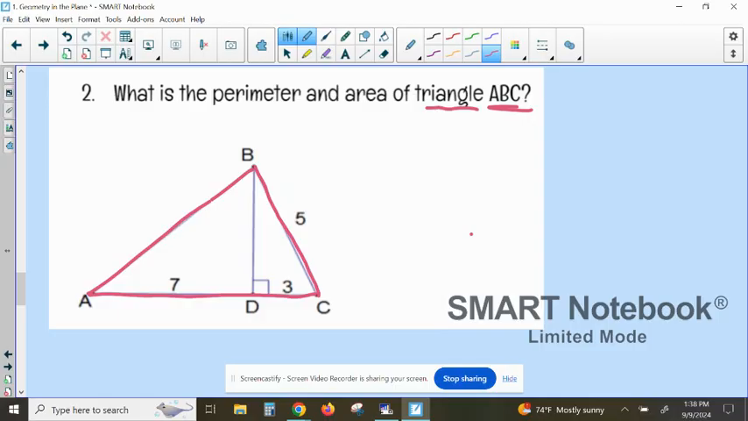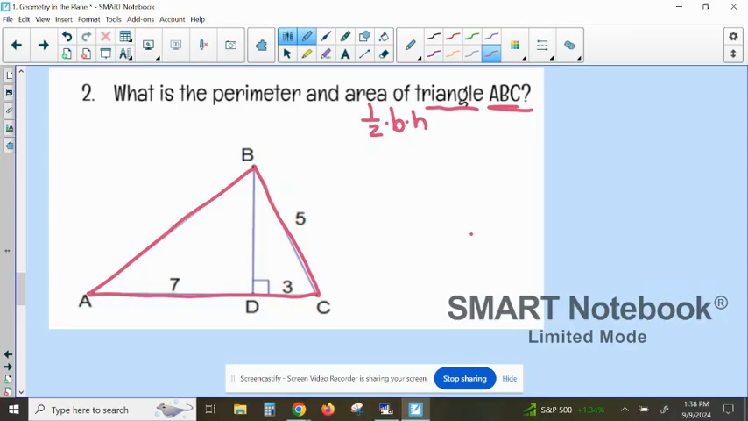Area. What do I need to find the area of that triangle? What's the formula for the area of a triangle? 1/2 times base times height. You should know that by now. That should not be confusing to you. 1/2 base times height. So in that pink triangle that I traced, do I have a base? How long is the base of that whole pink triangle? 10. Do I have a height?